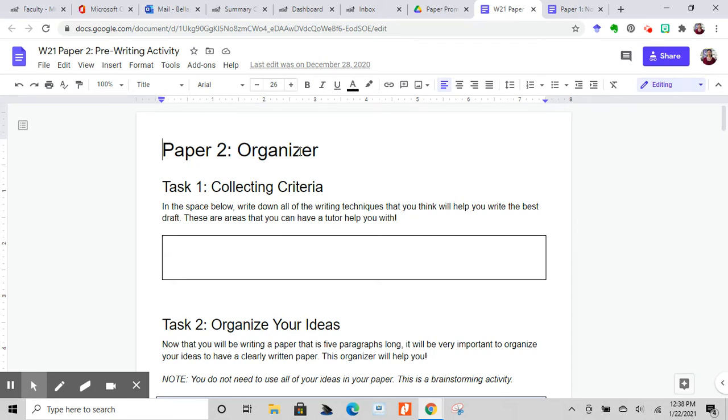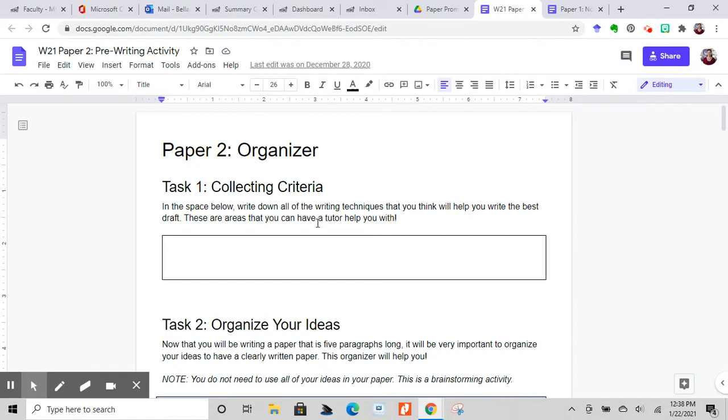So the first task is collecting criteria. What guidelines, what requirements, what are the things that you need to include in this paper that you don't want to forget? So in the space below, write down all of the writing techniques or skills that we have been learning that will help you write the best draft, the best version of the paper that you can.